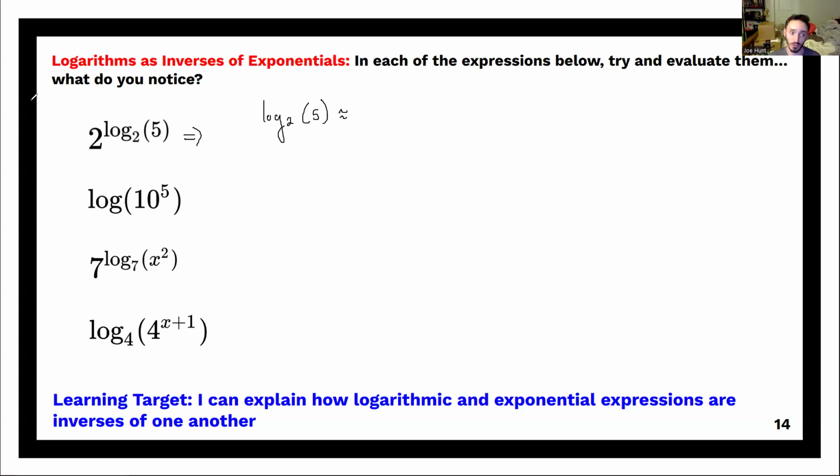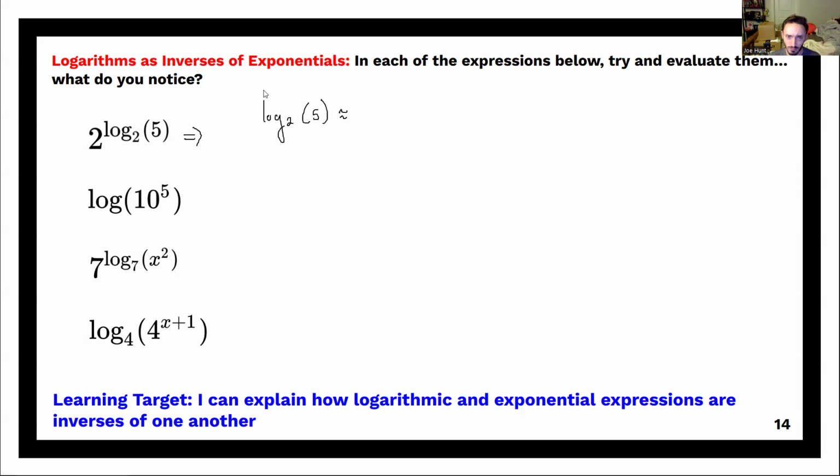Now, what you'll notice here is that if you're doing the log base 2 of 5, you're trying to answer the question, 2 to the what is 5? That's not an obvious answer, right? 2 to the first is 2, 2 to the second is 4, and 2 to the third is 8. But 5 is somewhere between 4 and 8, so this power must be somewhere between 2 and 3, but I don't know what it is.